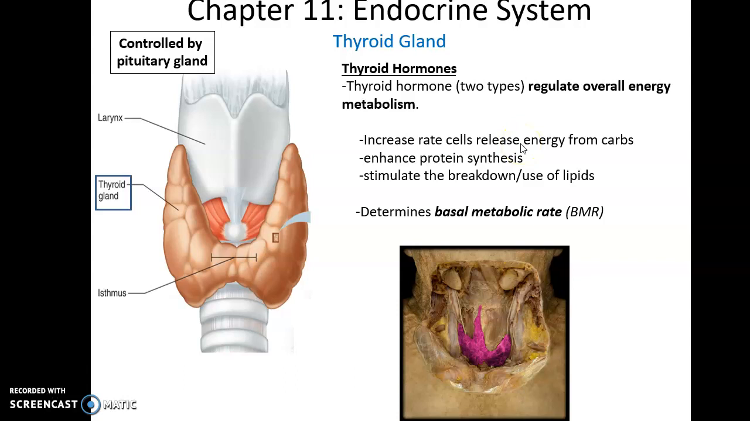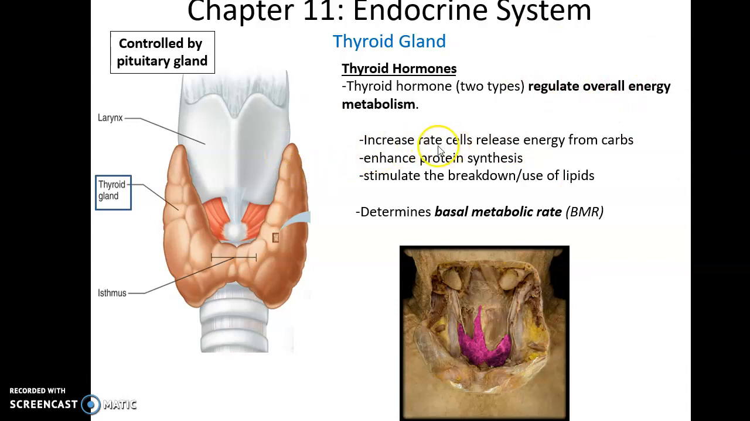The function of the thyroid hormone is to regulate overall energy metabolism. So it basically sets how hot our body systems run. So people who produce a lot of it can eat a ton of food and never gain weight. People who only produce a smaller amount might have issues with weight control.